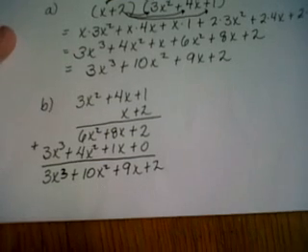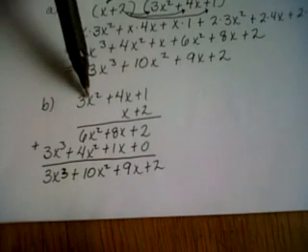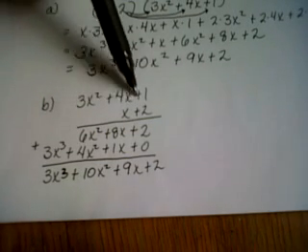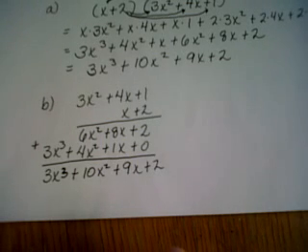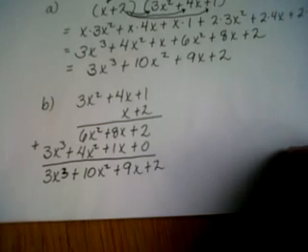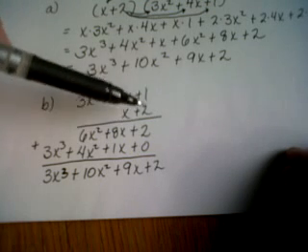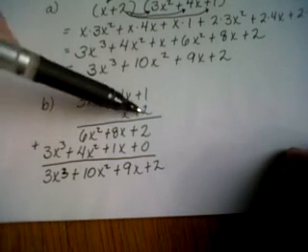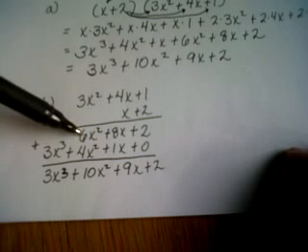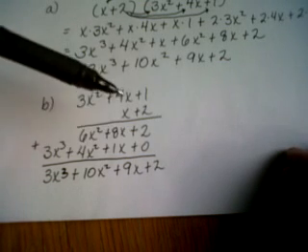Now, column method does the same thing. It's just a different way to organize it. So I put the trinomial on top, 3x squared plus 4x plus 1. I put the binomial down here, and I multiply just like I would with regular multiplication. So 2 times 1 gives me 2. 2 times a positive 4x gives me a positive 8x. 2 times 3x squared gives me a positive 6x squared.